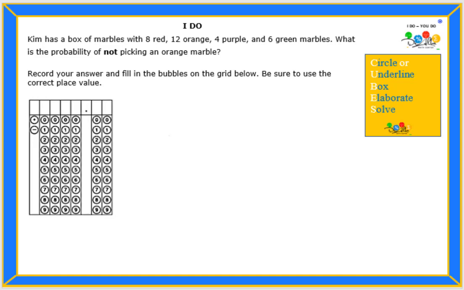Hello students, let's read this problem together. Kim has a box of marbles with 8 red, 12 orange, 4 purple, and 6 green marbles. What is the probability of not picking an orange marble?